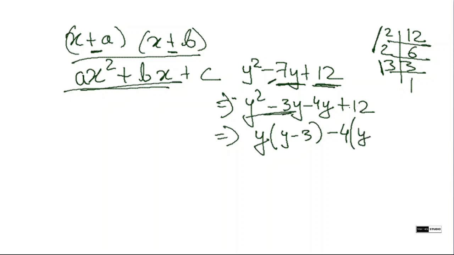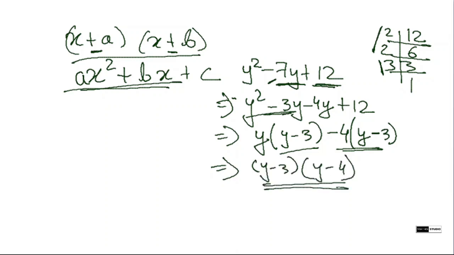So to get plus 12, minus 4 should be multiplied with minus 3. And obviously, (y minus 3) should be there in both the terms. So ultimately we are going to get (y minus 3) into (y minus 4). So these are the factors of y square minus 7y plus 12.